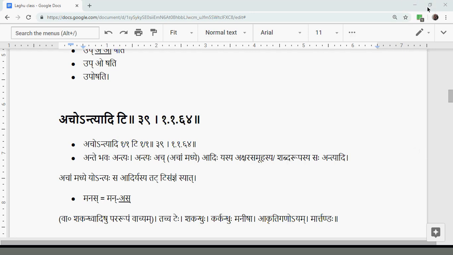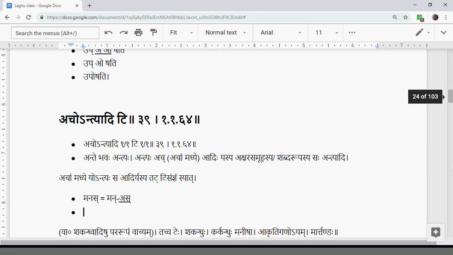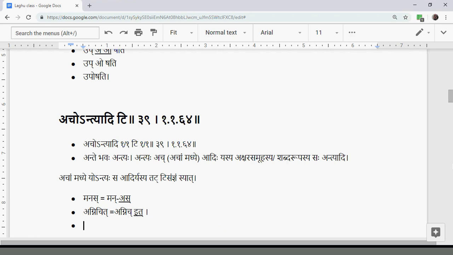I have not seen the Kashika example. Let me see what the Kashika example is, to get some variety. Otherwise it's a simple sutra, there is nothing more to it. Agnichit, he says. If you look at Agnichit, in this word, what will be the last vowel? It is this i after chakara: agnich and it. If you separate that out, then this it is the T here.